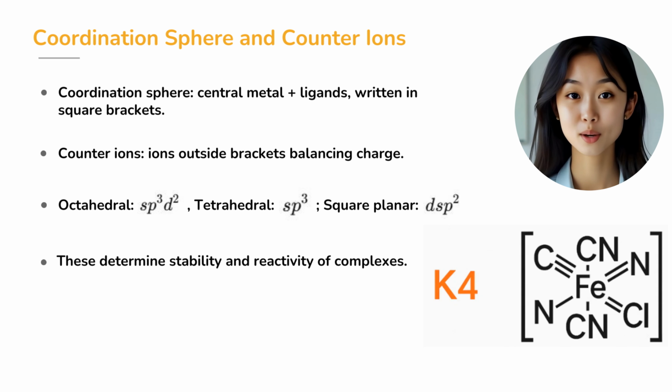For example, potassium hexacyanoferrate is written as K4[Fe(CN)6]. Inside the bracket, iron with 6 cyanides is the coordination sphere. Outside, the 4 potassium ions act as the counter ions, politely waiting like parents outside a school gate. Together, they form the coordination entity. So remember, sphere inside, counter ions outside. Don't mix them up, or else you'll be like the student trying to sneak into the staff room.